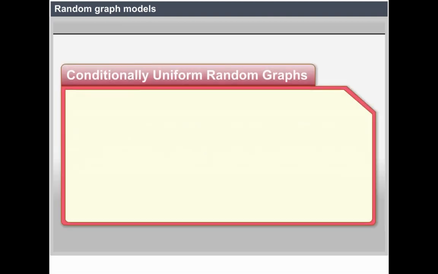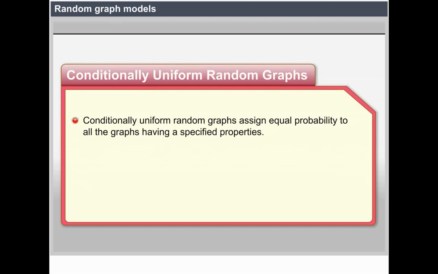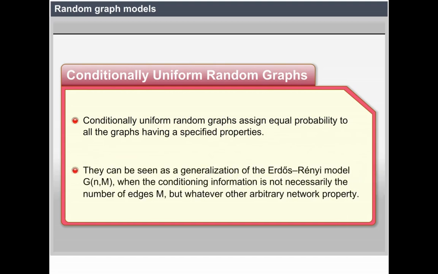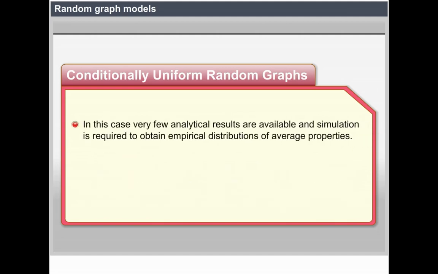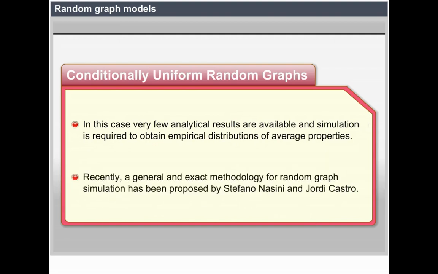Conditionally uniform random graph. Conditionally uniform random graphs assign equal probability to all the graphs having a specified property. They can be seen as a generalization of the Erdős–Rényi model G(n, m), when the conditioning information is not necessarily the number of edges m but whatever other arbitrary network property. In this case, very few analytical results are available, and a simulation is required to obtain empirical distributions of average properties. Recently, a general and exact methodology for random graph simulation has been proposed by Stefano Nasini and Jordi Castro.